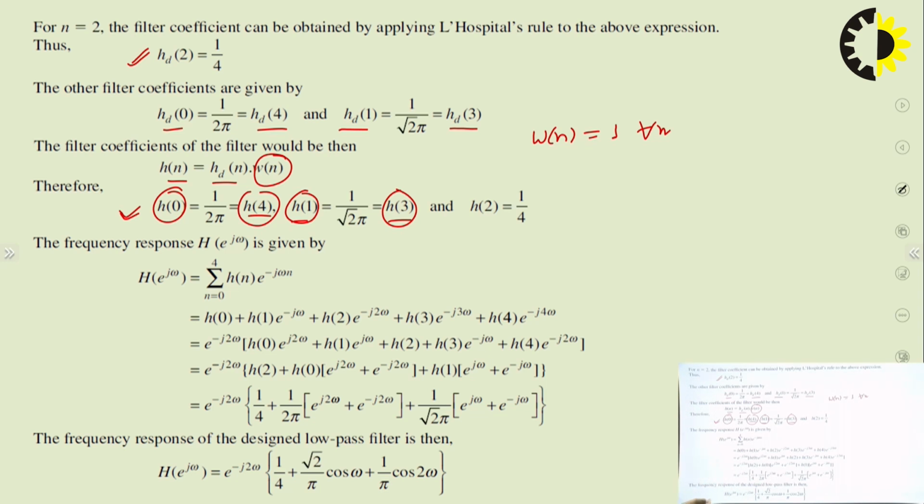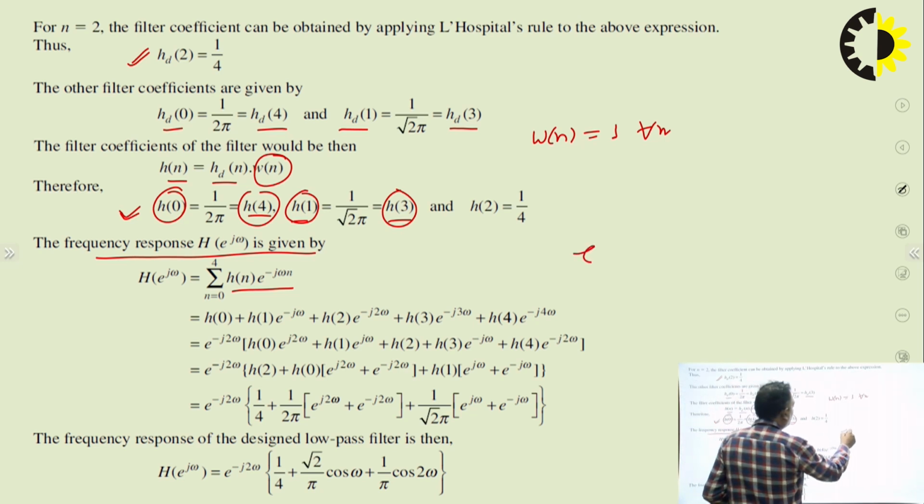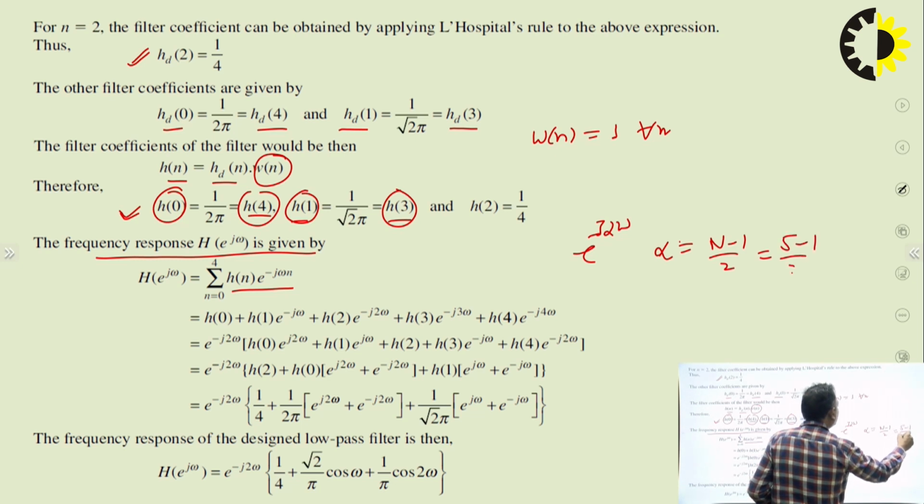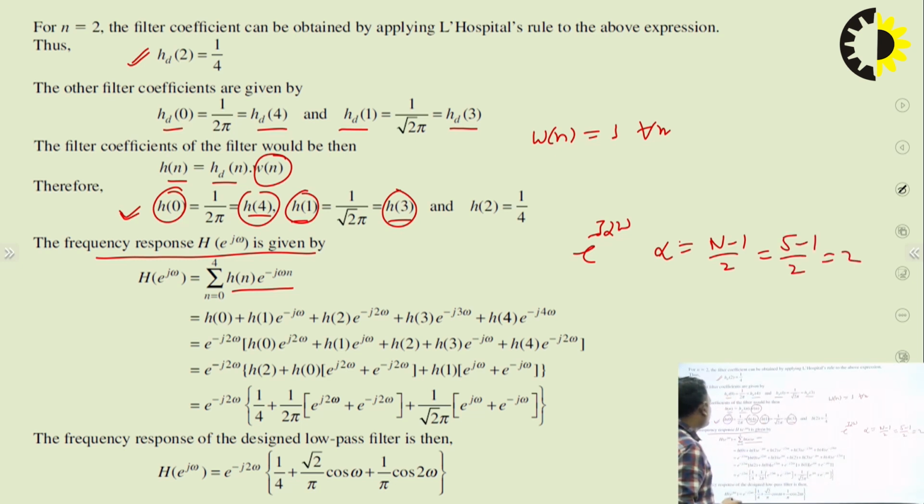Now we will use these coefficients to obtain the frequency response of the designed filter. The frequency response is given by this expression: summation n equals 0 to N minus 1 of Hn into e to the power minus j omega n. One important thing to keep in mind is that the desired frequency response should be causal. For making it causal, we take the term e to the power minus j omega alpha outside, where alpha equals (N minus 1) by 2. Here N equals 5, so alpha becomes 2. So we take this term outside, and that's why after expansion we have written it like this.